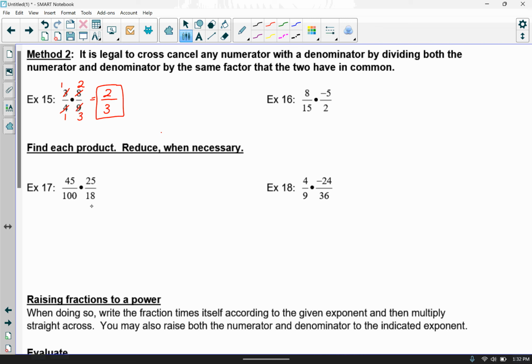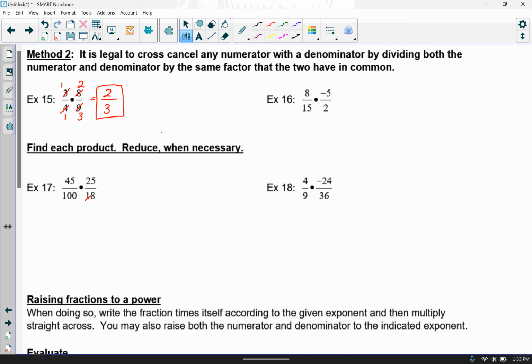Now on the bottom, 100 times 18, yeah, I could say that's 1800. And that's a really large number. But let's look at it now in terms of, do I have a numerator and denominator that have something in common? And hopefully you agree here that 45 and 18, they both have a 9 in common. Let's divide both of those by 9.